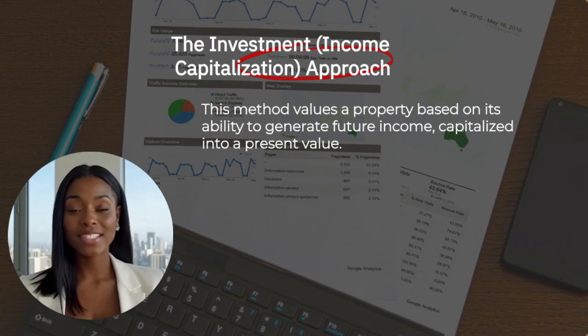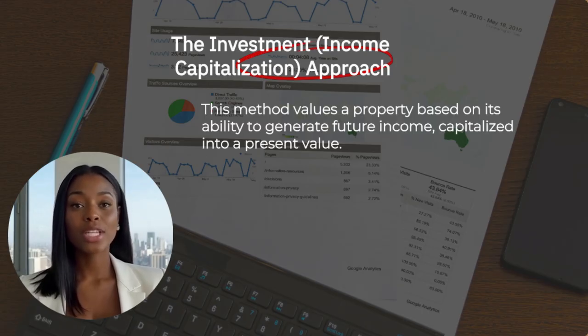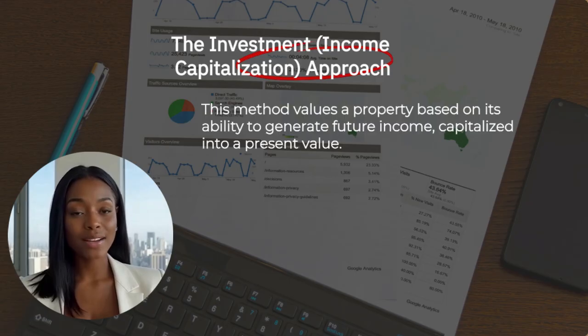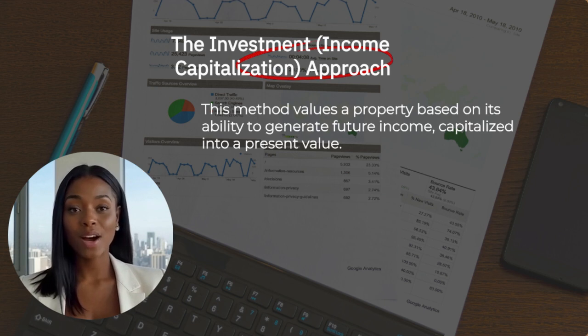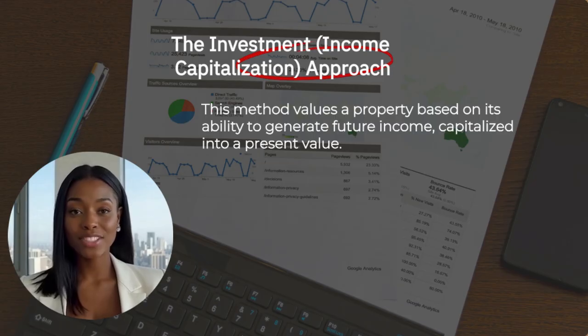3. The investment, income capitalization approach. This method values a property based on its ability to generate future income, capitalized into a present value. Key formula: V equals I divided by R, where V equals value, I equals net annual income, NOI, R equals capitalization rate, yield. There are 2 variants: direct capitalization and discounted cash flow, DCF, analysis. Used for offices, retail malls, rental apartments, hotels.